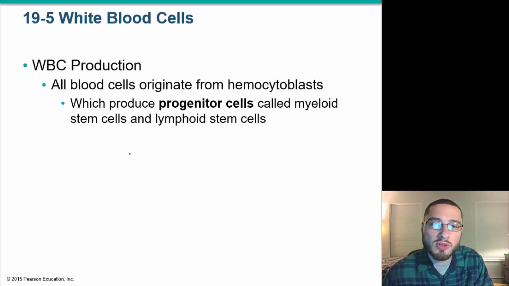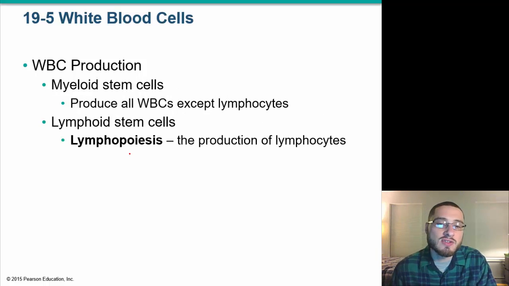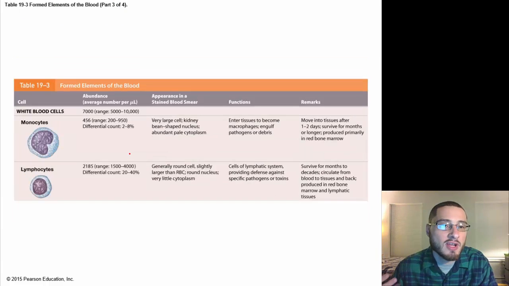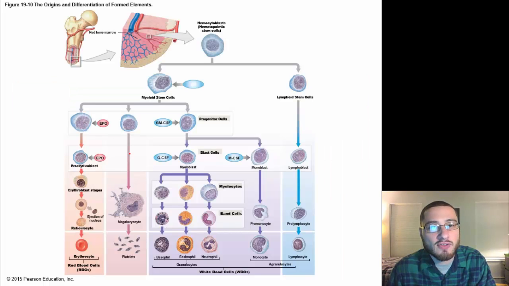White blood cell production. All blood cells originate from hemocytoblasts, which produce progenitor cells called myeloid stem cells and lymphoid stem cells. So we talked about those. These two cells are what make all white blood cells. They make our neutrophils, our eosinophils, our basophils, our monocytes, and our lymphocytes. So this shows you a diagram of how we have our hemocytoblasts, which are going to then either become myeloid stem cells or lymphoid stem cells.